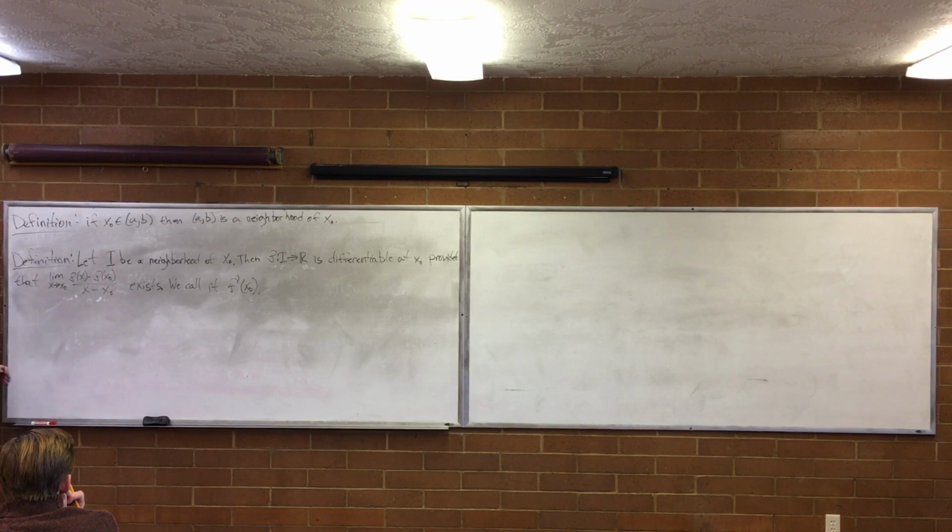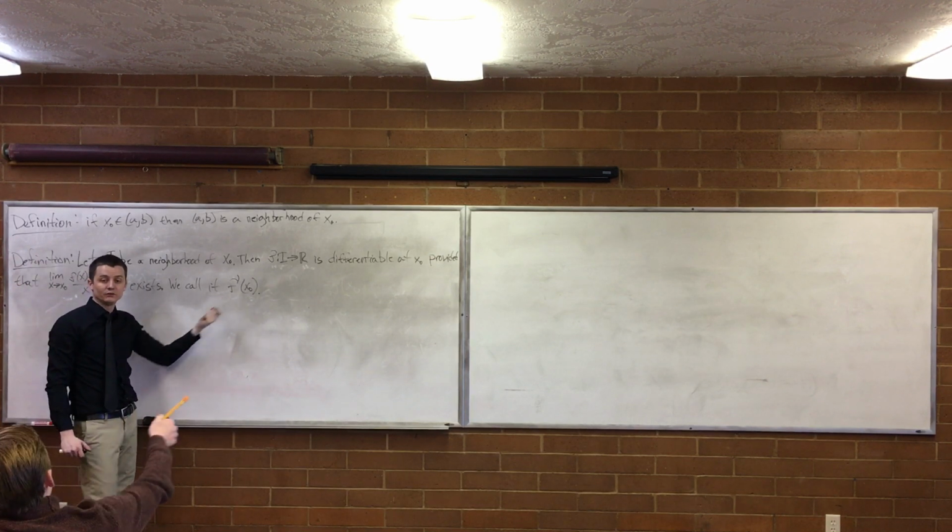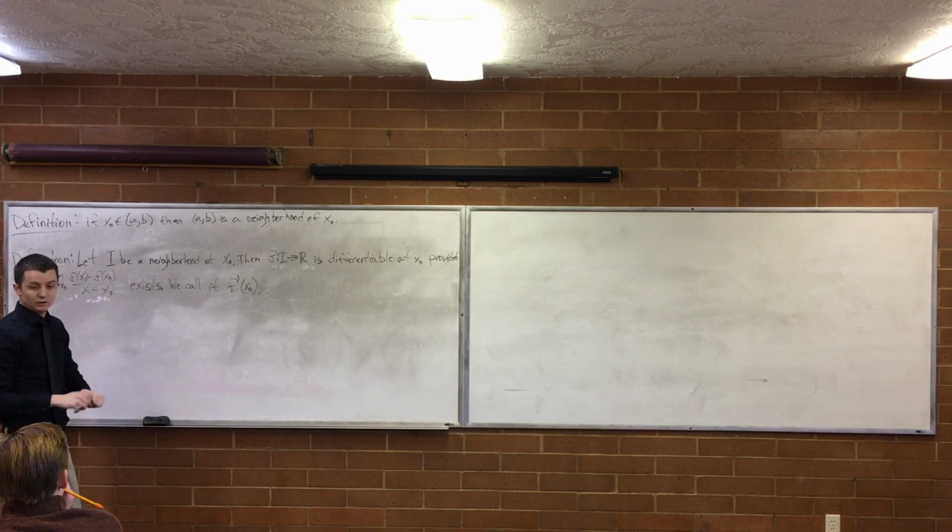What are we saying? We're saying if it's possible to take this limit on a function at this point x naught, then this function is differentiable at the point x naught, and we call it the derivative of f at x naught.